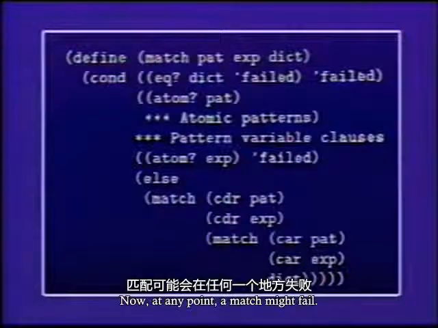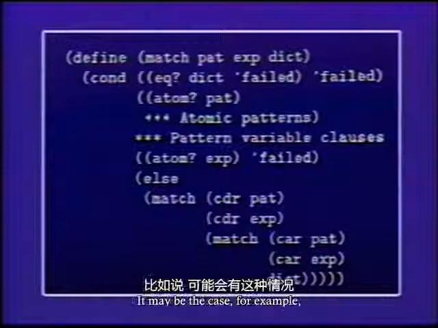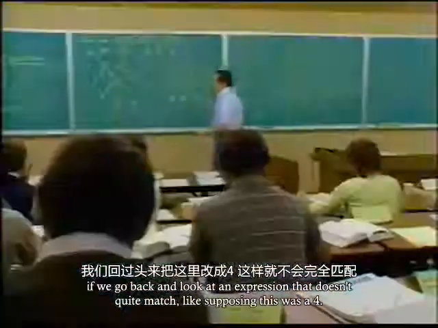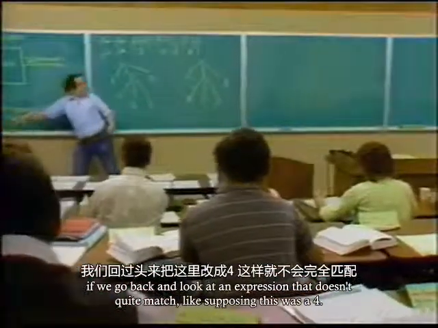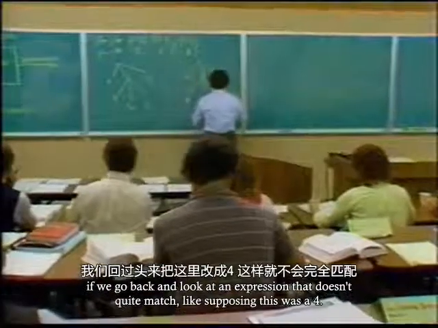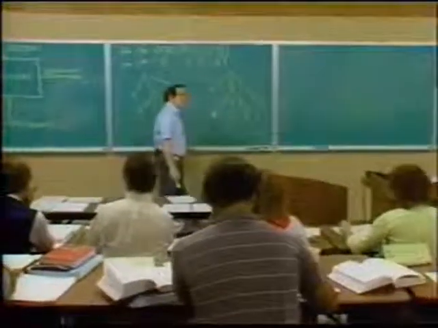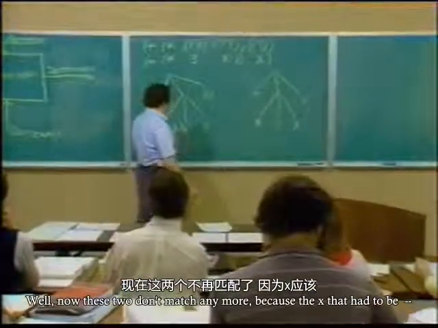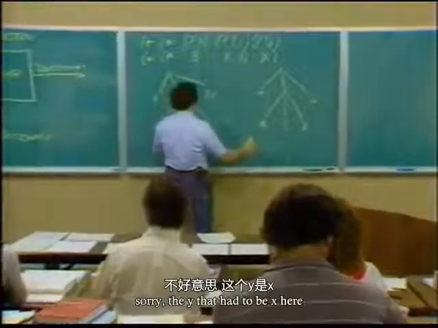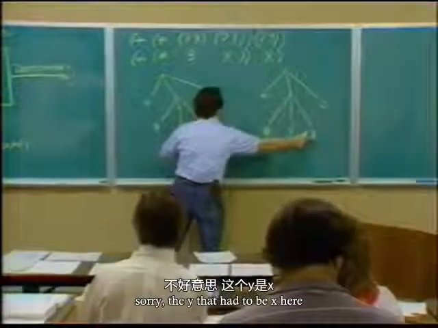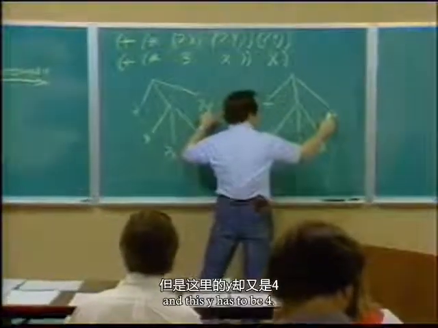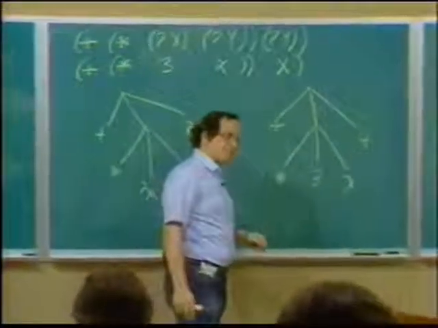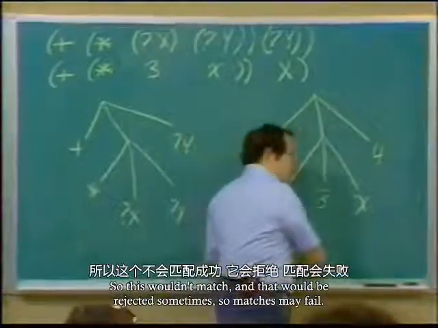Now, at any point, a match might fail. It may be the case, for example, if we go back and look at an expression that doesn't quite match, like supposing this was a 4. Well, now these two don't match anymore, because the y that had to be x here, and this y has to be 4. But x and 4 were not the same object syntactically. So this wouldn't match, and that would be rejected sometimes.